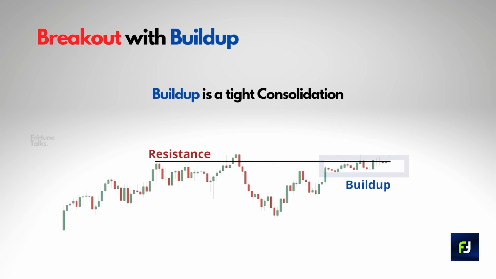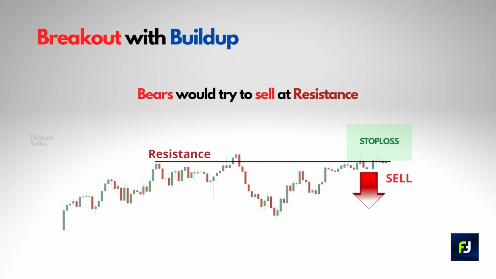Now, build-up is basically a congestion or consolidation or a tight range near an area of value. You can think of a build-up along these lines. A lot of traders will look at the prices consolidating at the resistance. These traders go short at the resistance or somewhere in the middle of the range, and they will place their stop loss above the resistance.